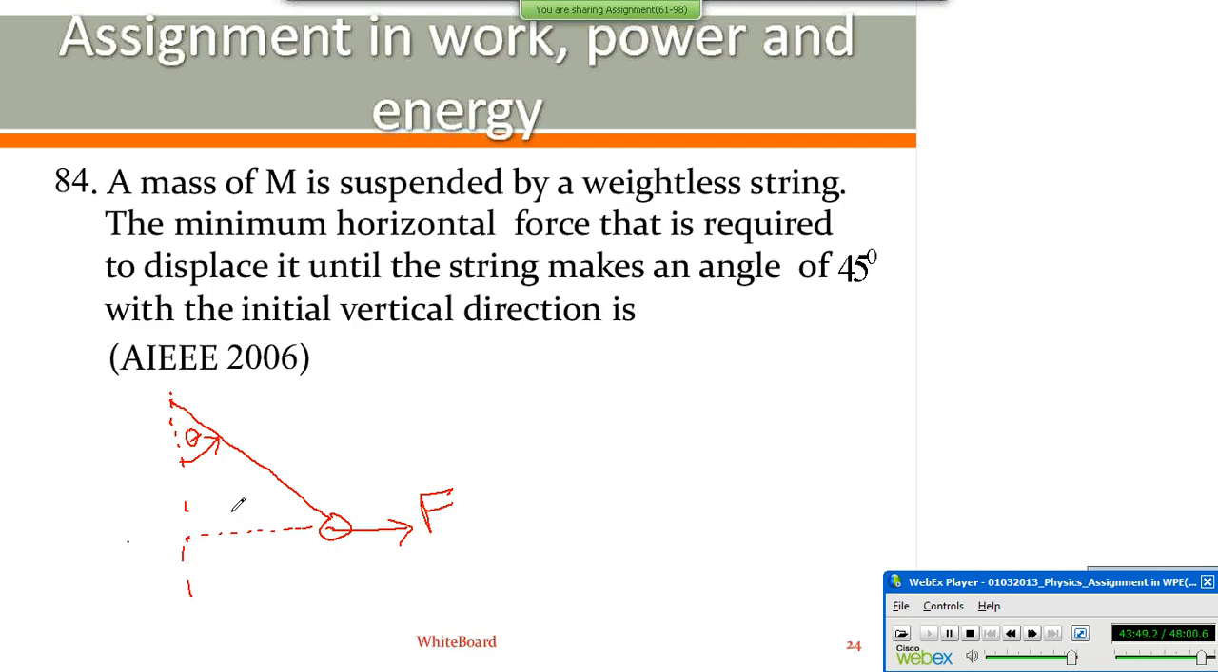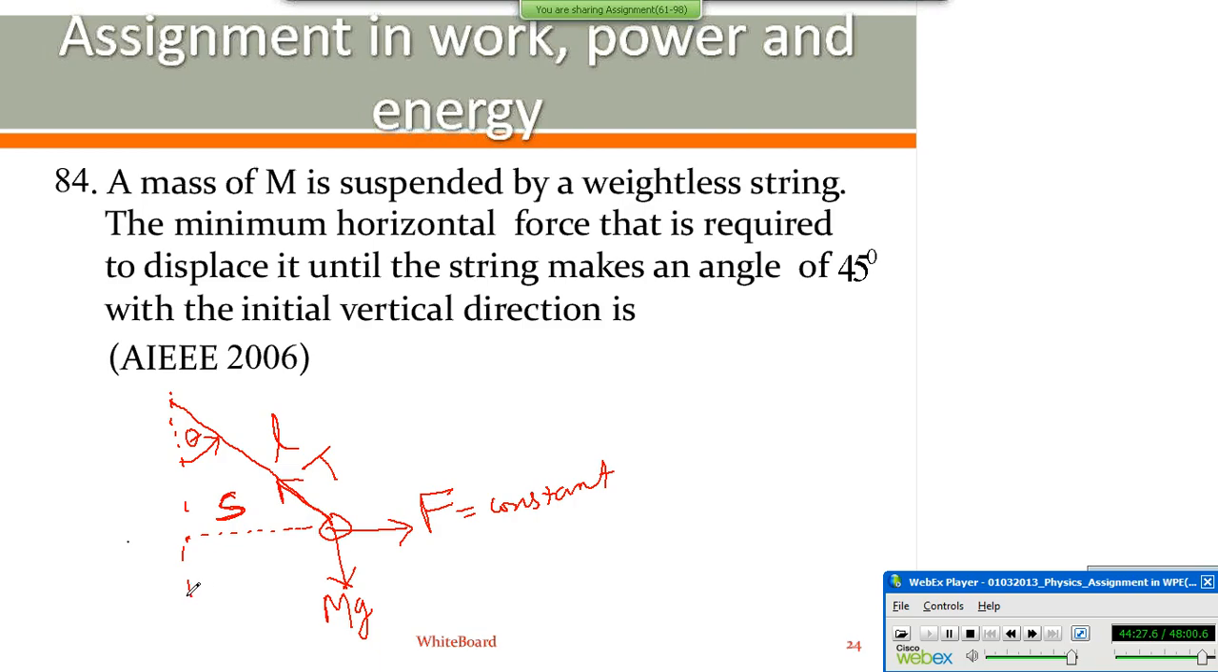Let S denote the horizontal displacement of the body and L the length of the string. So three forces are acting on the mass M here. Weight mg acts vertically downwards, and tension force by the string acts along the string and away from the mass M. F is the magnitude of the constant horizontal force applied on the mass.